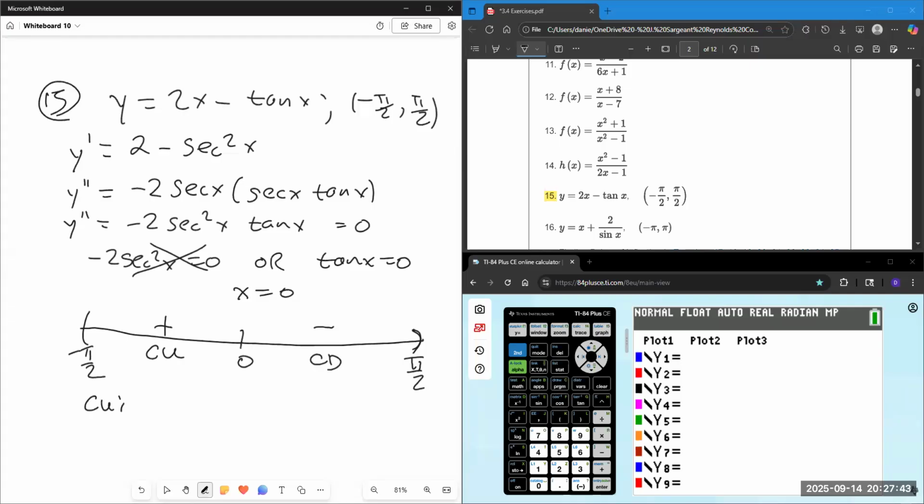So we're concave up on negative pi over 2 to 0, and we're concave down on 0 to pi over 2.